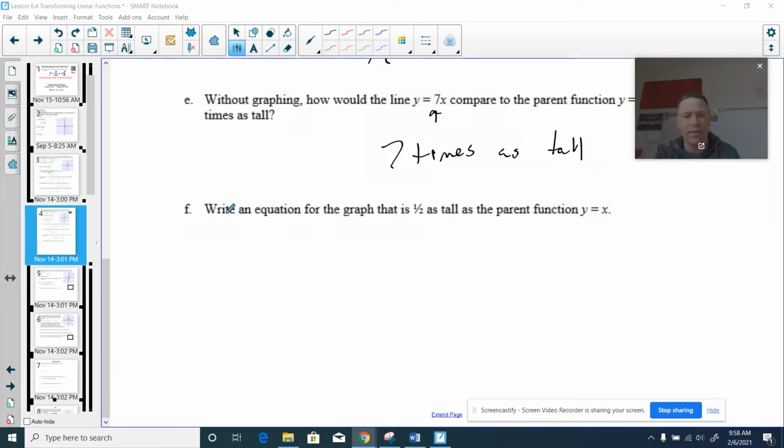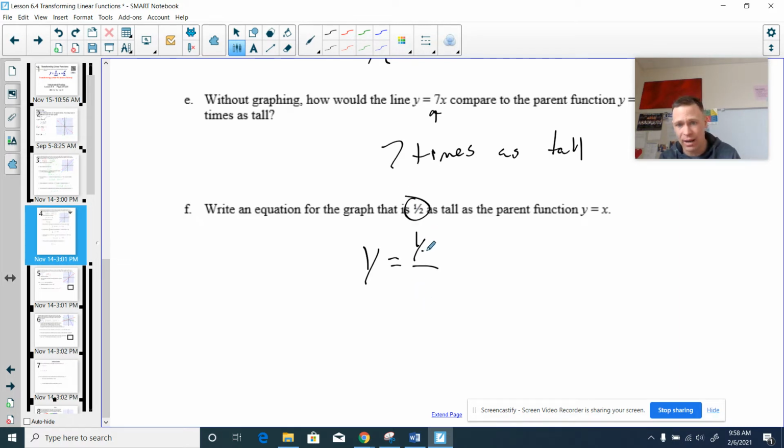And then the last one here, writing the equation for a graph that is half as tall as a parent function. So y equals something, right? And it's half as tall, so this is essentially telling me what the slope is. It's going to be 1/2 x plus 0, you could write, or just y equals 1/2 x. Either one would be fine, okay?